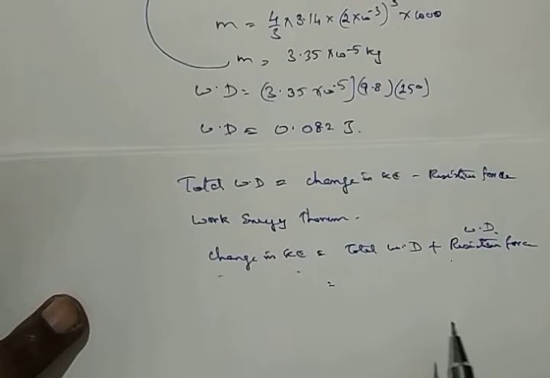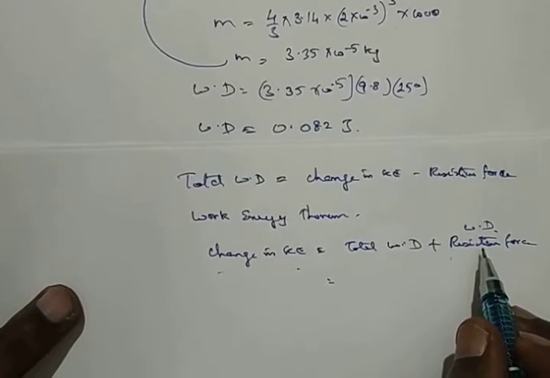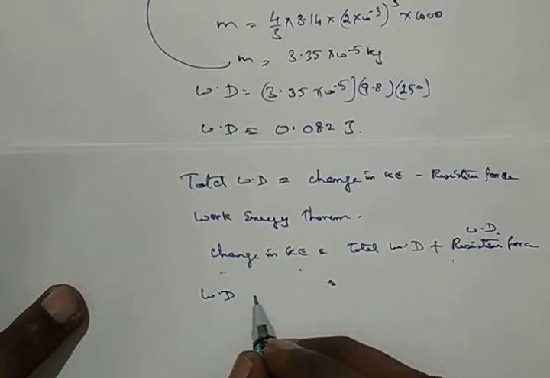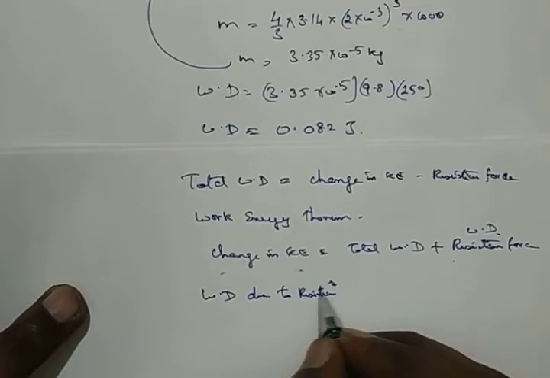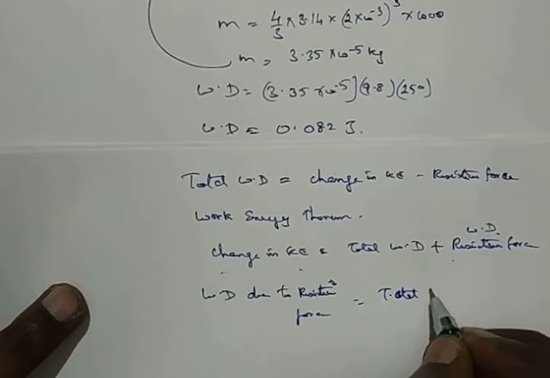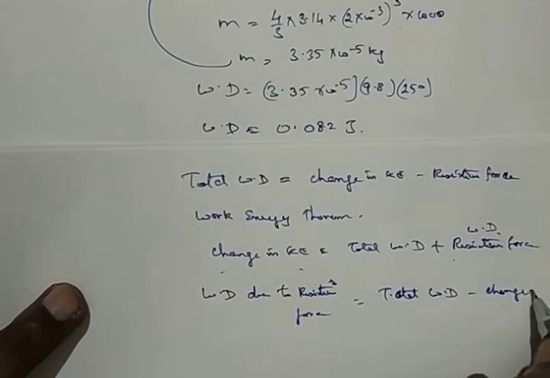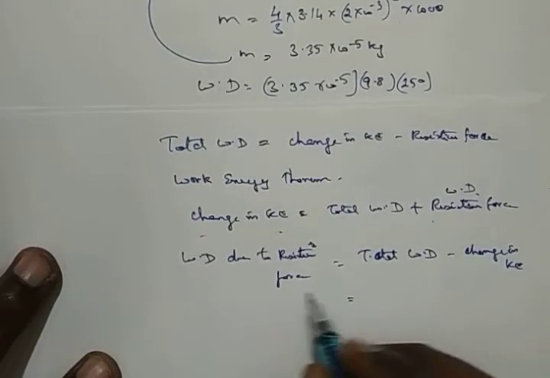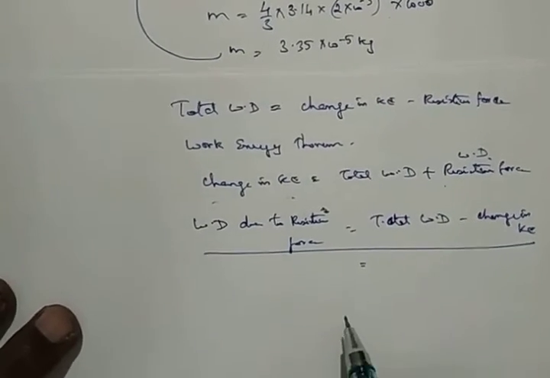Now what we need to find out here is the resistive force. So find out the work done due to resistive force, which is going to be equal to total work done minus change in kinetic energy. So this is the basic thing we are going to base upon. So we'll try to do it one by one.